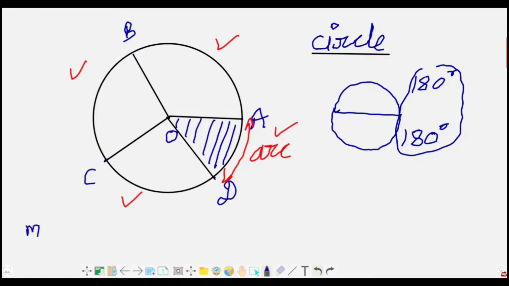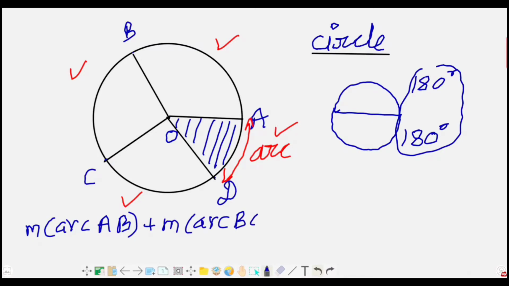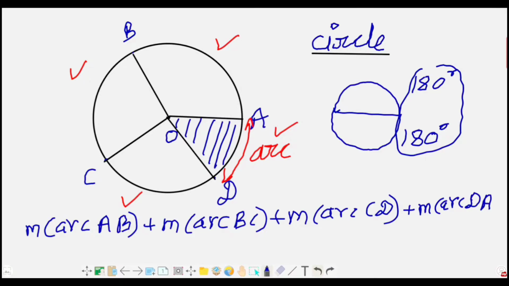What does it mean? Measure of arc. If I start with A, now my measure of arc AB plus measure of arc BC plus measure of arc CD plus measure of arc DA together form a full circle. So their addition will always be 360 degrees. This concept you have to always keep in mind.